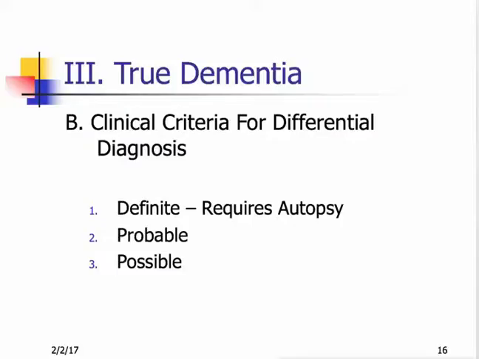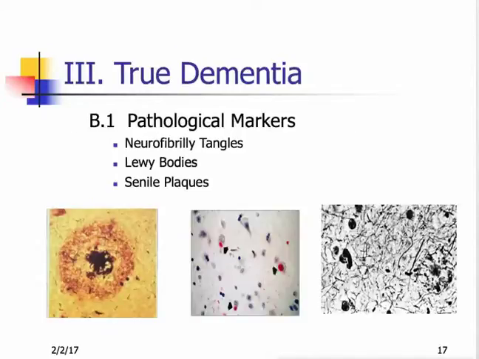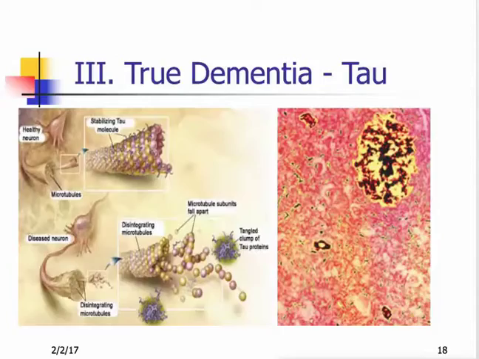So criteria for differential diagnosis, unfortunately, that would actually be in an autopsy. A lot of these signs are picked up in terms of clinical signs. But you may have heard of this already, when they've done autopsies on people with dementia, they've seen these neurofibrillary tangles, Lewy bodies, and senile plaques. So plaques and tangles, as well as the Lewy bodies.